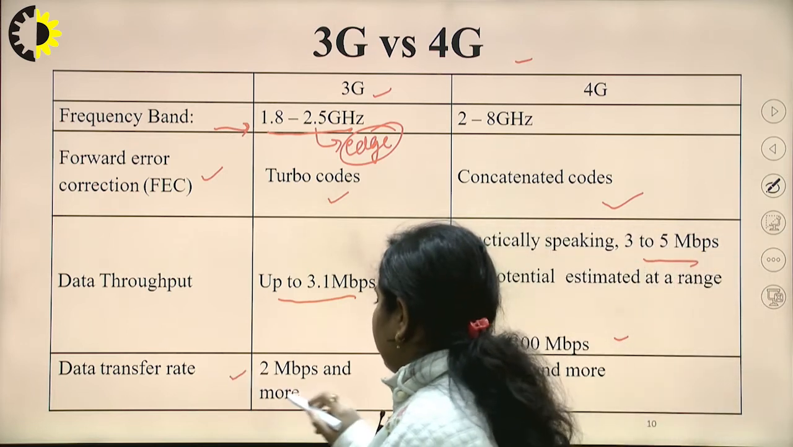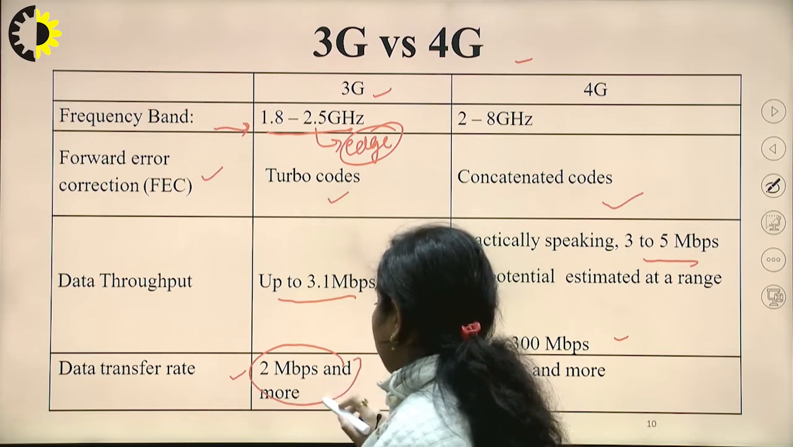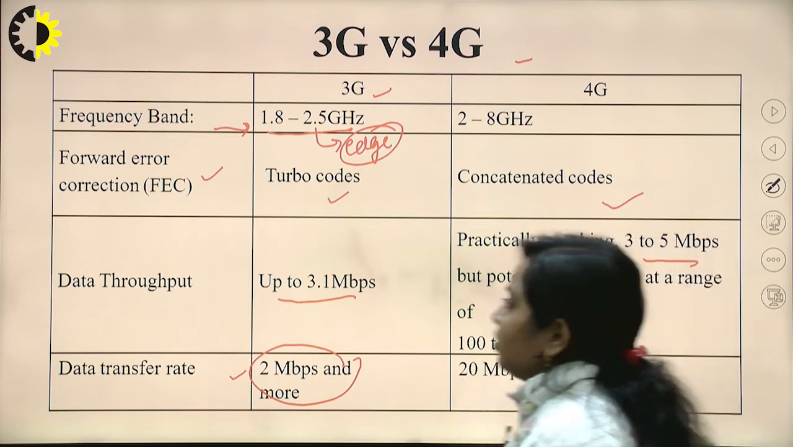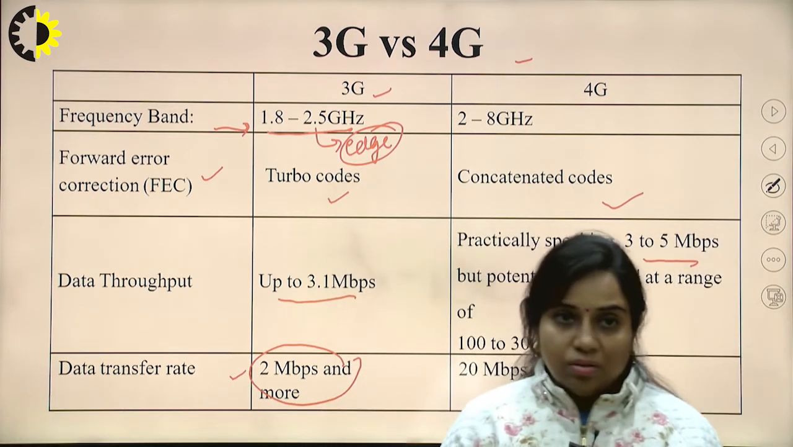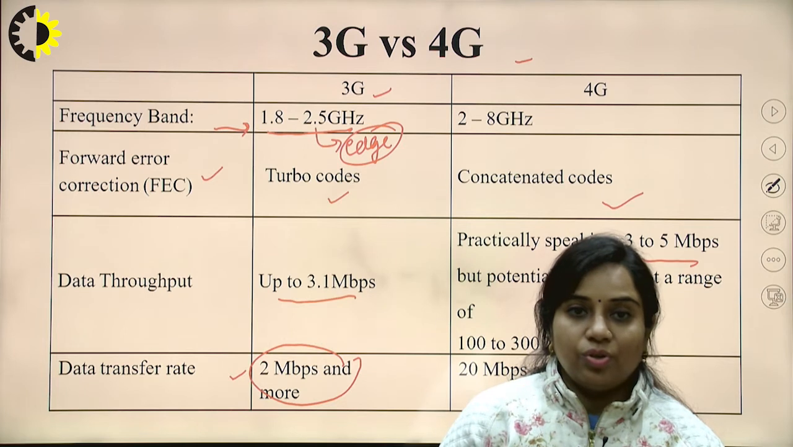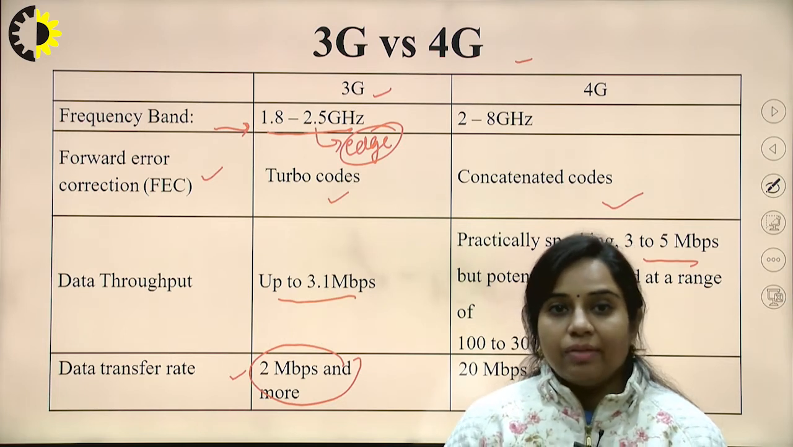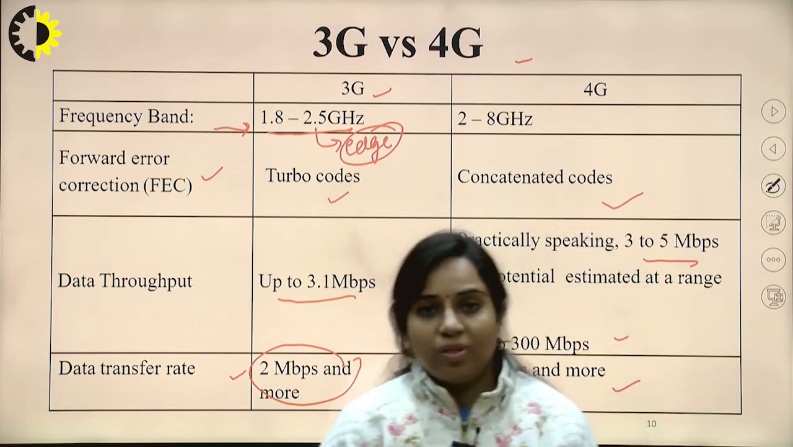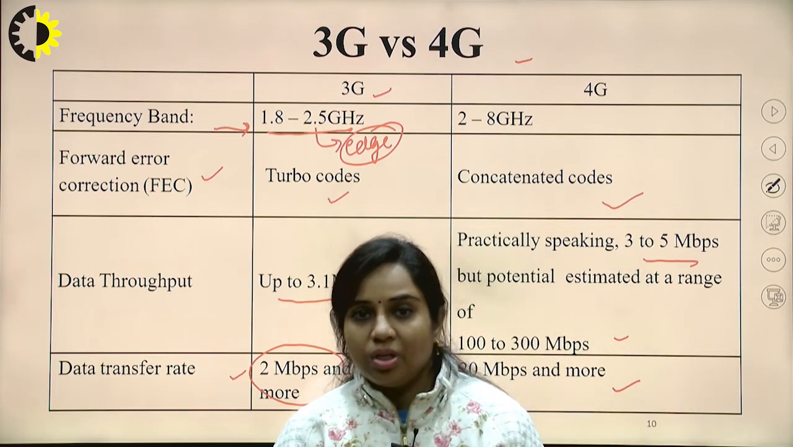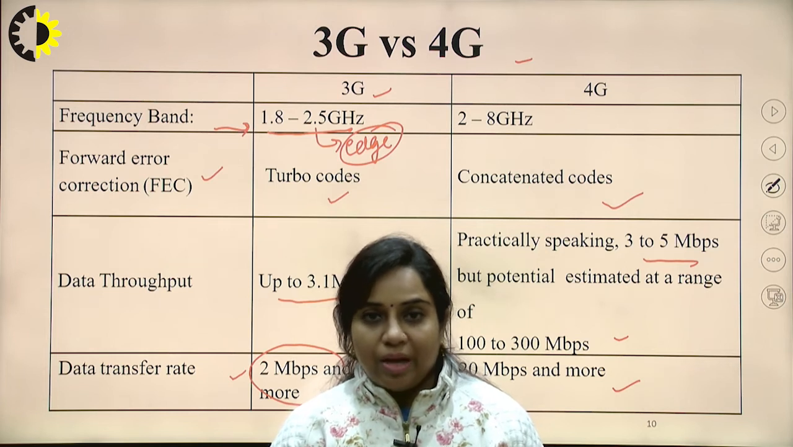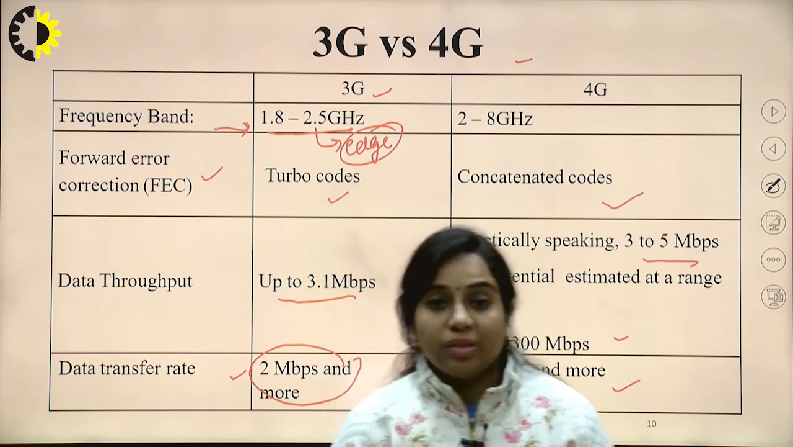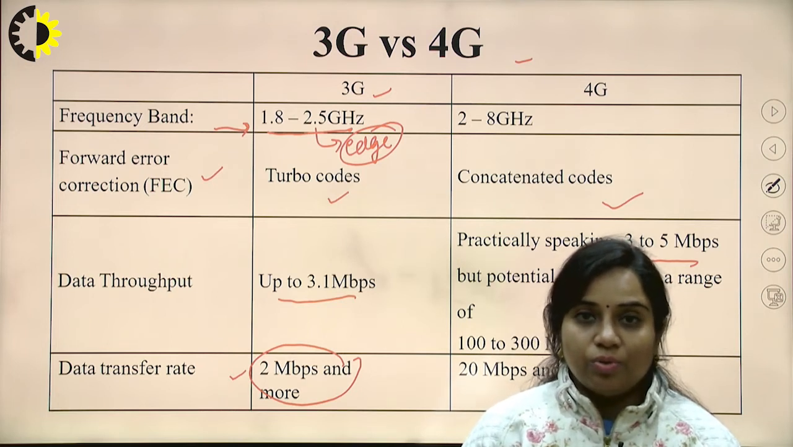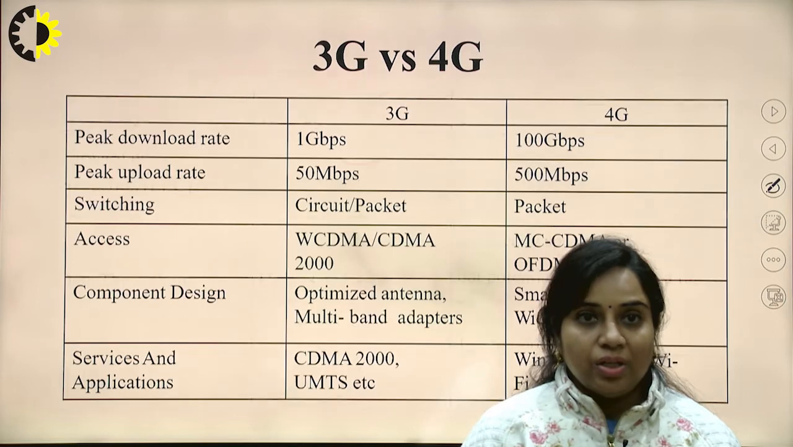Now the data transfer rate for 3G is 2 Mbps and more, and for this one it is 20 Mbps and more. So this is the comparison of 3rd generation and 4th generation. Now you can see in this table that different codes are used in forward error correction, which means it is not restricted to turbo codes. Different codes can be used depending on the application, depending on the area it will cover, and depending on the number of users connected in the particular network. So that is the 4th generation network.